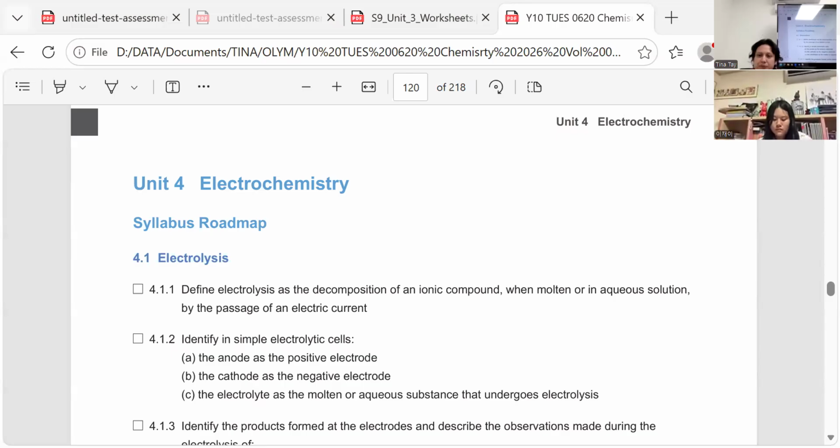Okay, this chapter is electrolysis. So in order to understand this chapter, what we actually have to do is look back at ionic compounds. Do you remember ionic compounds?